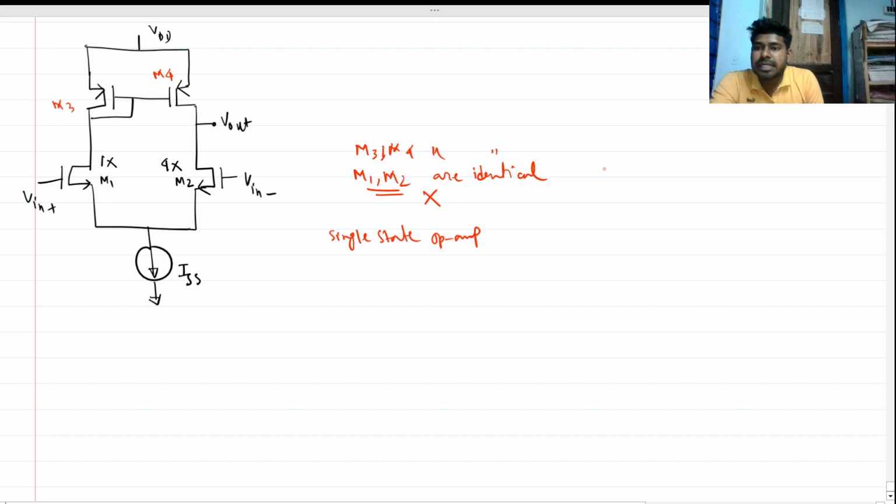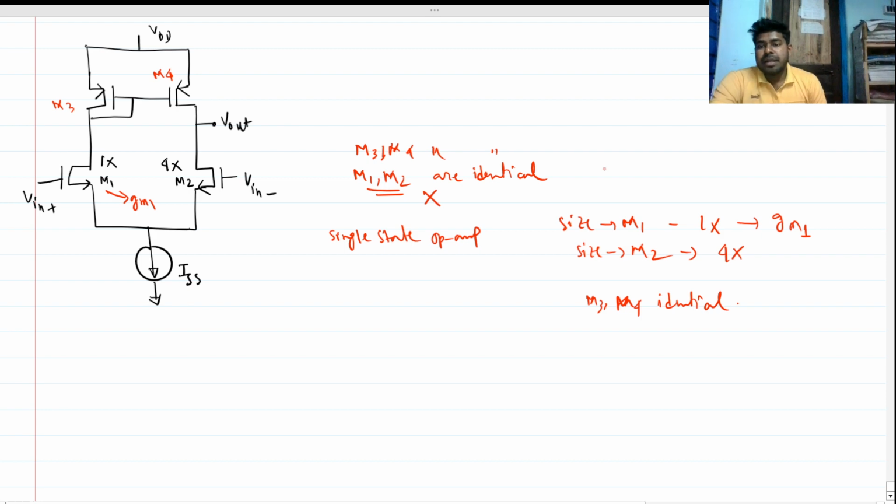Basically the size of M1, let's say this is 1x, and the size of M2 is 4x, like the size is 4 times larger than M1. We are given that the gm of transistor 1 is gm1. So this is our gm1, and here M3 and M4 are exactly identical. There is no change.